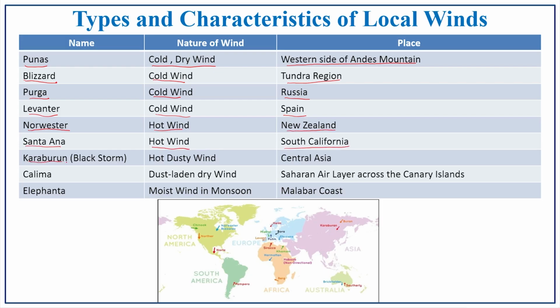Next is Karaburan, that is a black storm. It is a hot dusty wind which is blowing in Central Asia. Next local wind is Kalima. It is a dust laden dry wind which is blowing in the Saharan air layer across the Canary Islands. Next one is Elephanta local wind, which is a moist wind in monsoon season which is blowing in the Malabar coast. So, these are all the few major winds which have been listed.